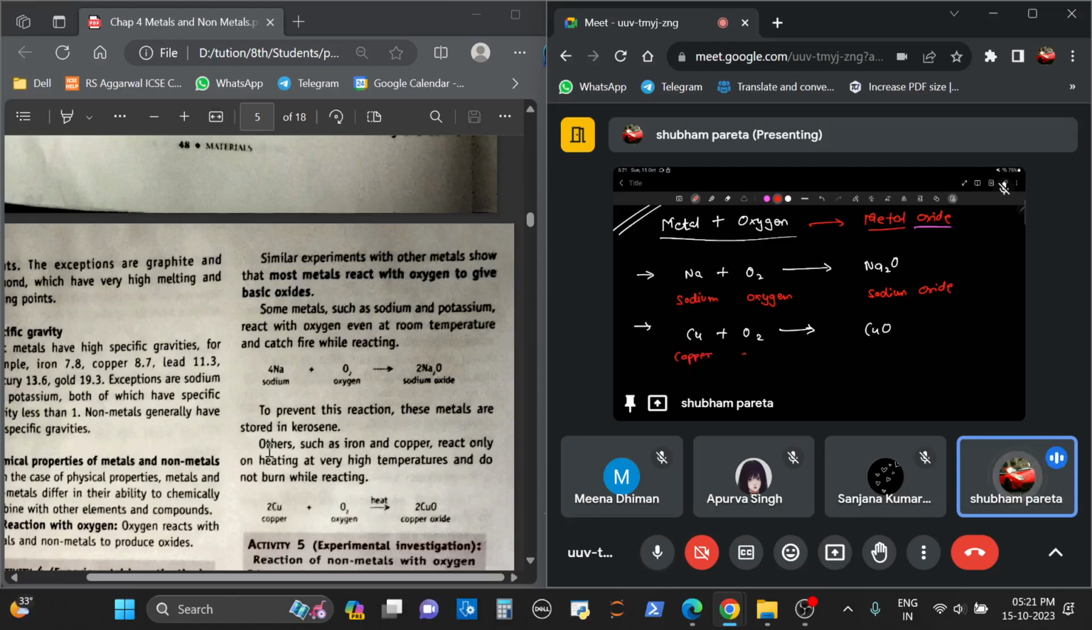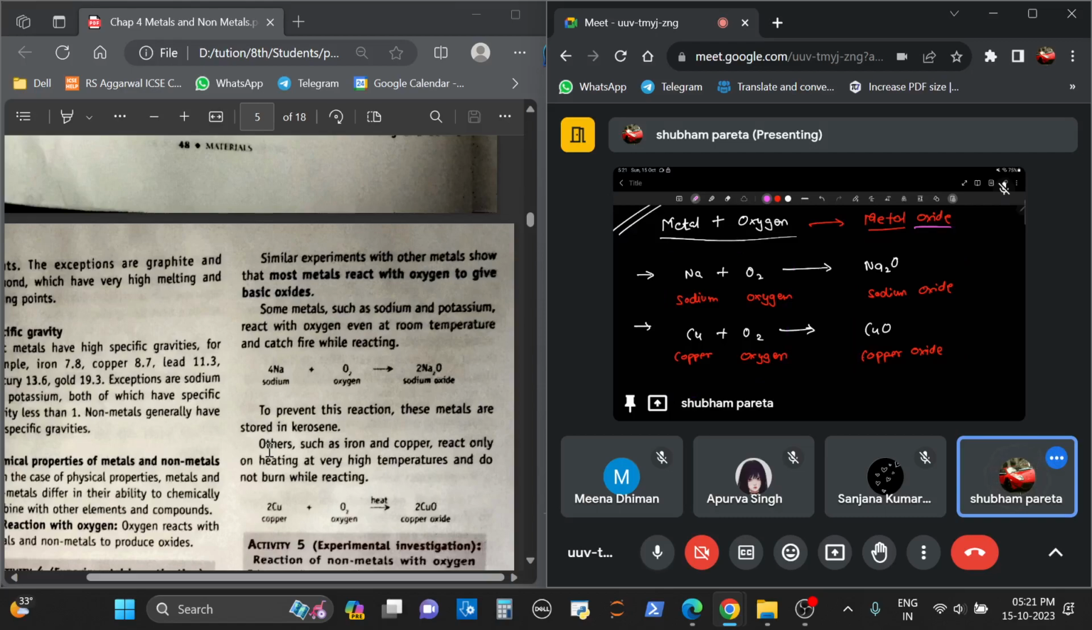This is copper, and again this is oxygen. You also have to write in the same format in the exam. Are you getting it? This is the chemical symbol, this is the chemical name, and this is the byproduct of this reaction. This is the RHS part of the reaction, this is the LHS part of the reaction.